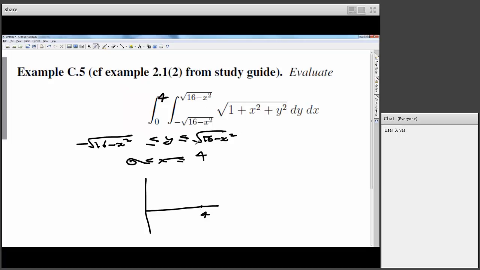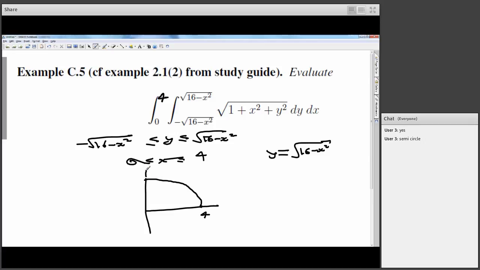What does y equals the square root of 16 minus x squared look like? Do you know what it looks like? So, Naomi? Yep, so it's a semicircle. Radius 4. So it looks like that.